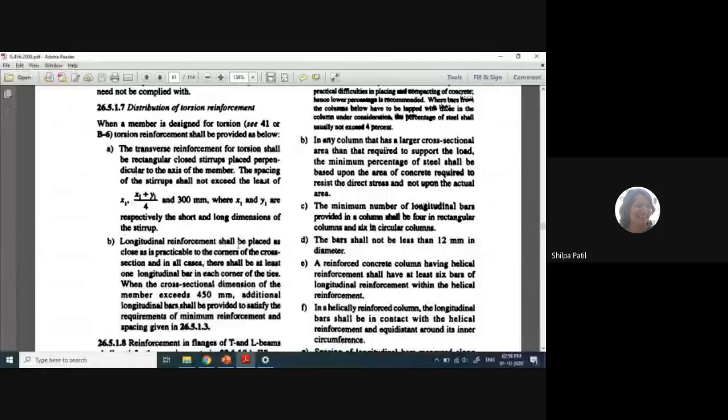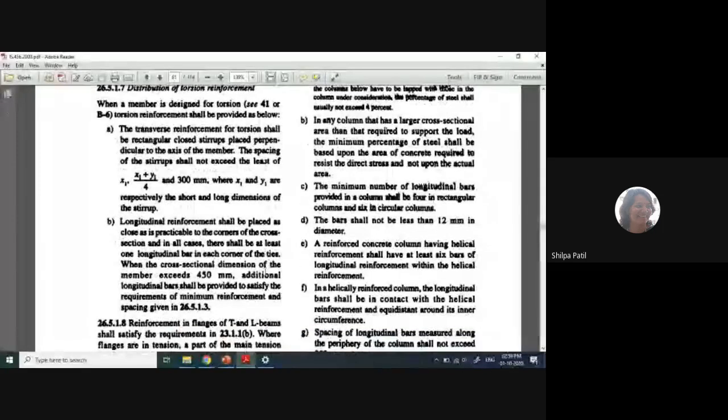Longitudinal reinforcement shall be placed as close as is practicable to the corners of the cross section, and in all cases there shall be at least one longitudinal bar in each corner of the ties. When the cross-section dimension of the member exceeds 450 mm, additional longitudinal bar shall be provided to satisfy the requirements of minimum reinforcement and spacing given in 26.5.1.3. So this is nothing but the additional reinforcement.